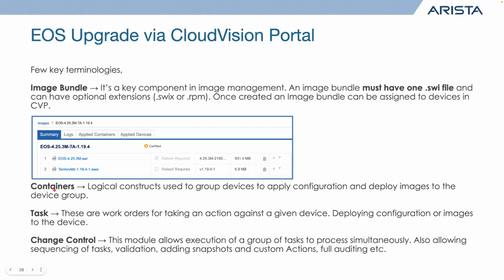Then we have something called containers. Think of containers as a logical grouping of devices. For example, you would have multiple leaf devices in your network, and maybe some of the leaf devices are in MLAG. Now, those devices by default would share certain configurations. For example, they would share the MLAG configuration with a few differences, or they could share the virtual MAC address and things like that.